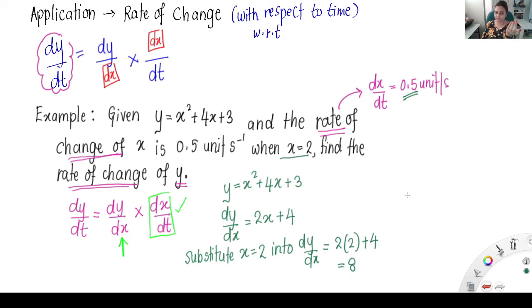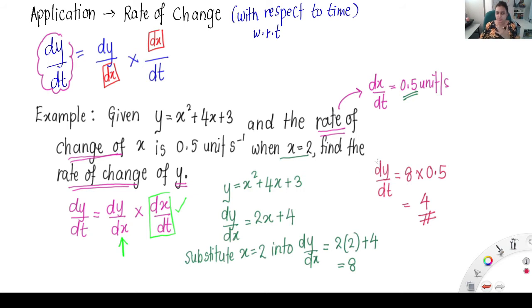So that means the rate of change here for the dy dx, the y, we get 8. Now you can substitute all these values inside to find the dy dt. So dy dt is dy dx, which is 8, multiplied with 0.5. So 8 times 0.5, we get 4. Okay, that's all. So this is our rate of change of y.